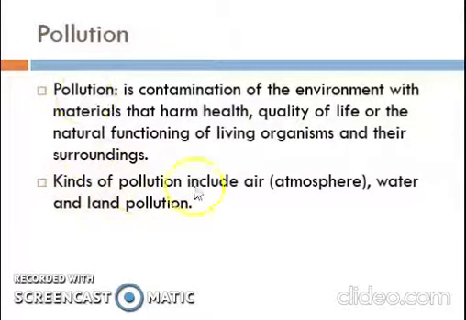So the kinds of pollution include air, water, and land pollution. The solution for pollution is towards reducing the effect of it and the practice. To solve the pollution, we need to have an understanding of biological concepts. That's why it's important here.